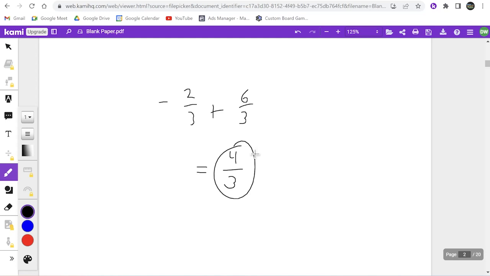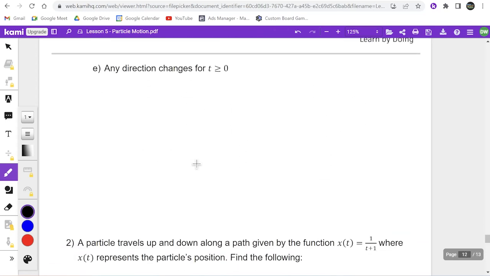Okay, now onto the next page, part E. Any direction changes for t greater than or equal to 0. Remember, we talked about direction changes. First thing you've got to do is find the first derivative and set it equal to 0. We already found the first derivative. We said it was t squared minus 4t plus 3. Let's set that equal to 0 and start solving.